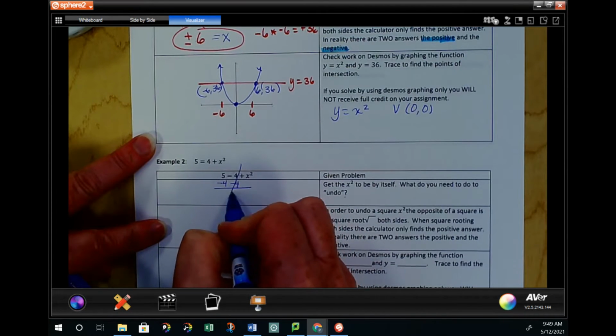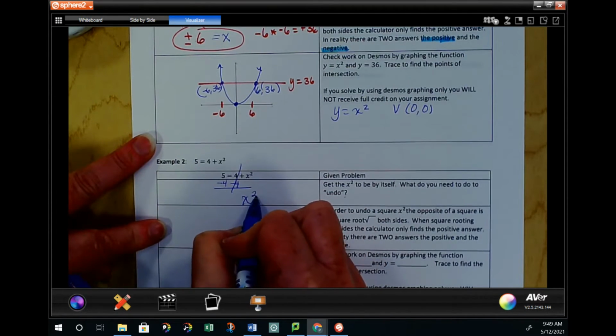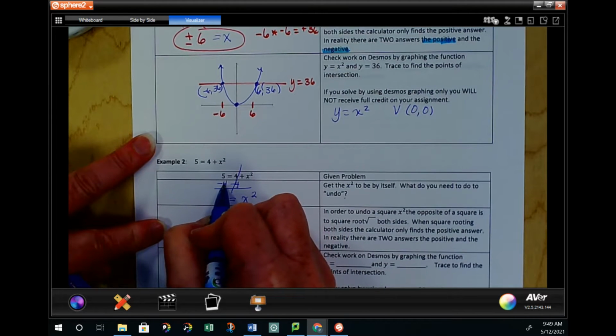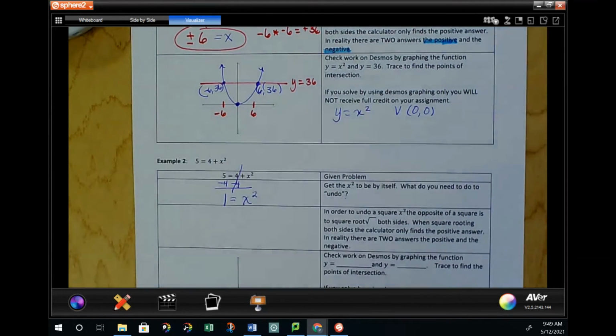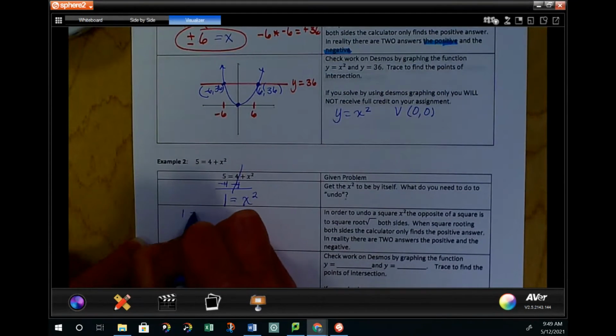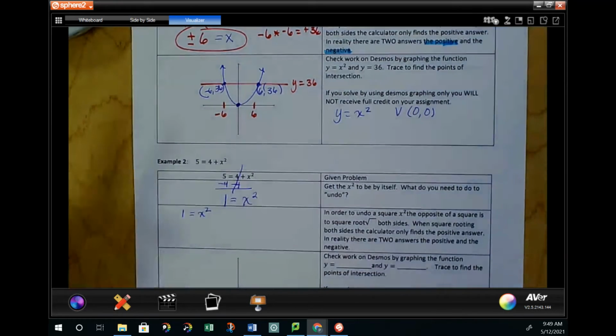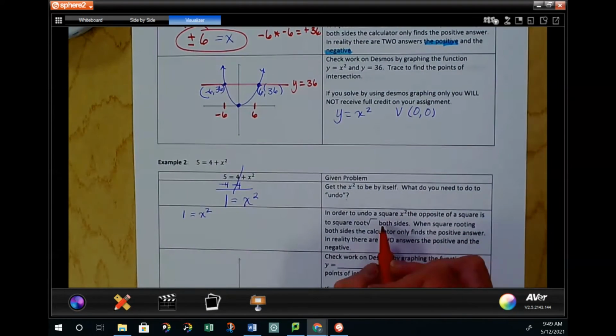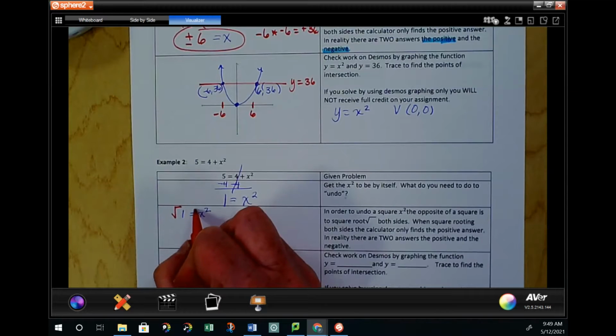4 minus 4 is 0, so I'm left with x squared. And 5 minus 4 is 1. So now I've got 1 equals x squared. And remember, I've got to square root it. So I've got to square root both sides.